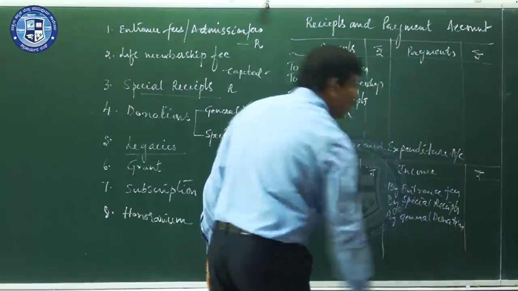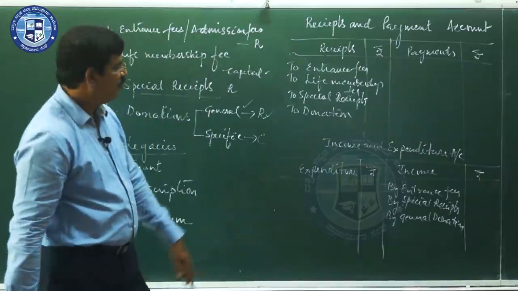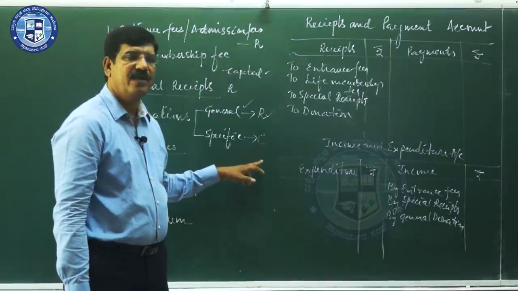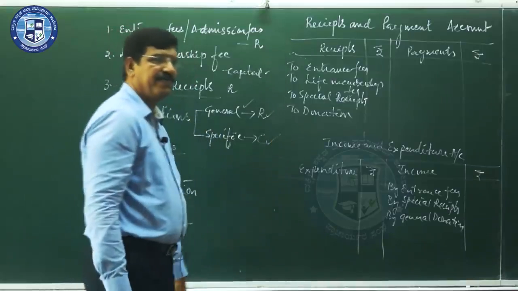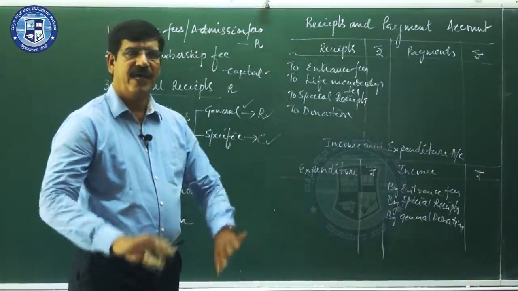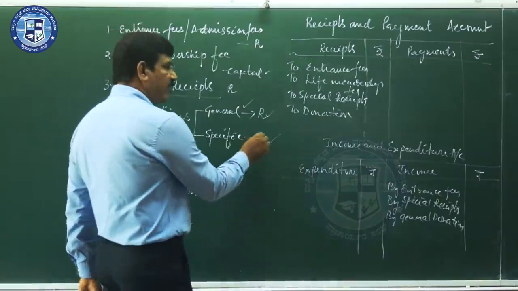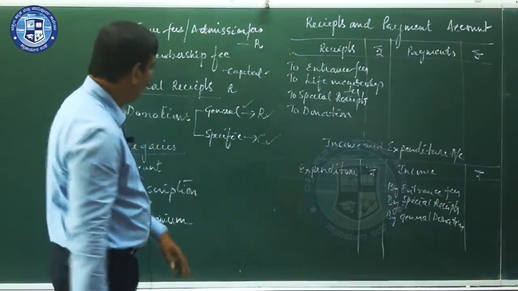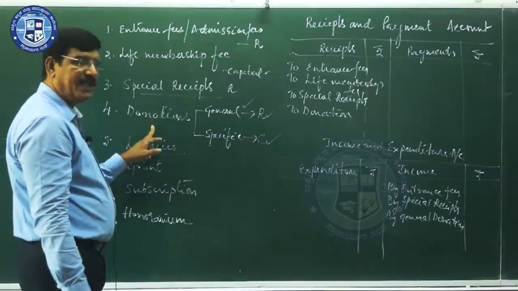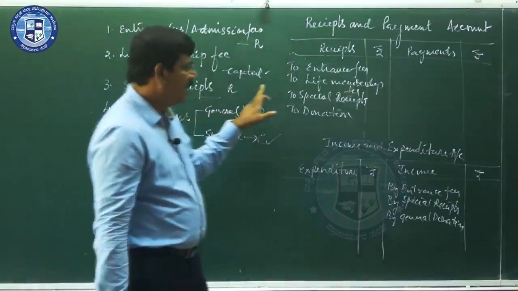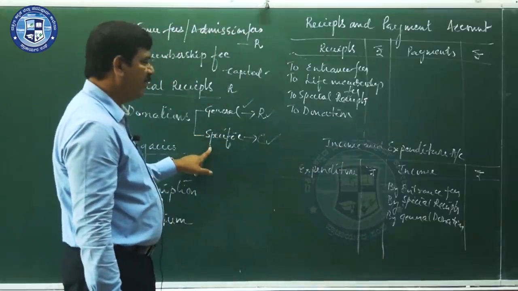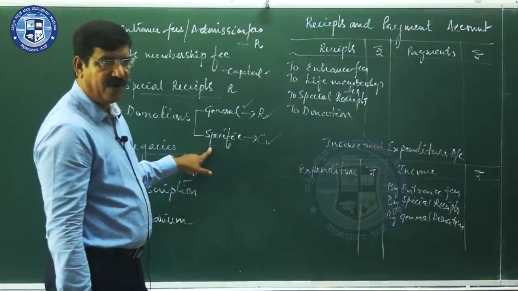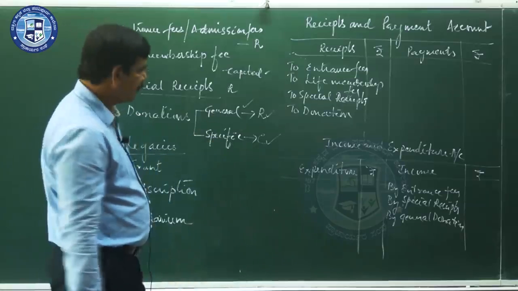Then where should we write the special donations? Special donations should be recorded in the balance sheet because they are capital items. They should not be used for any purpose. That's why they must be recorded in the balance sheet. So out of donations, general donations should be recorded in the income and expenditure account, and special donations must be recorded in the balance sheet.